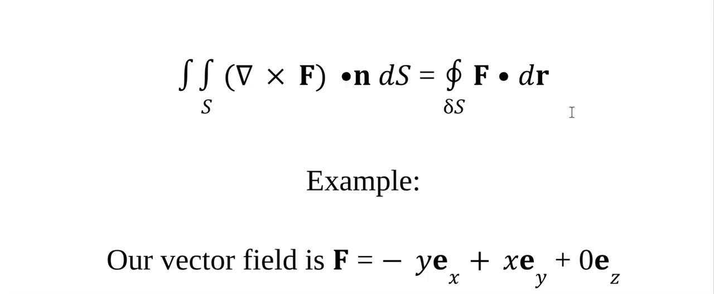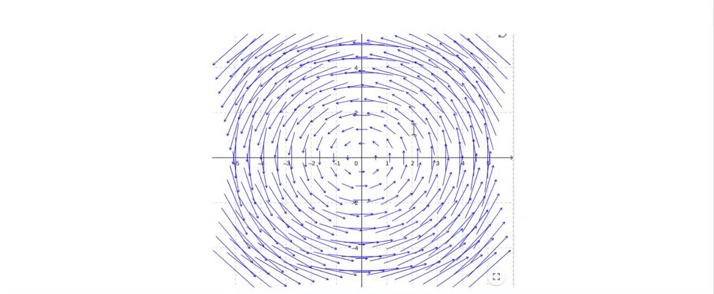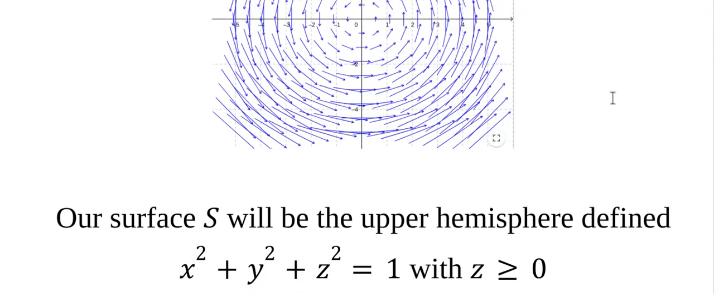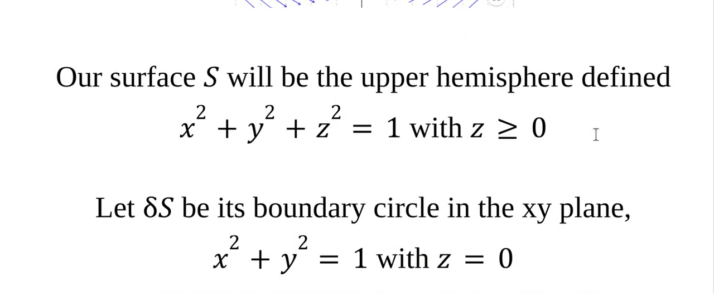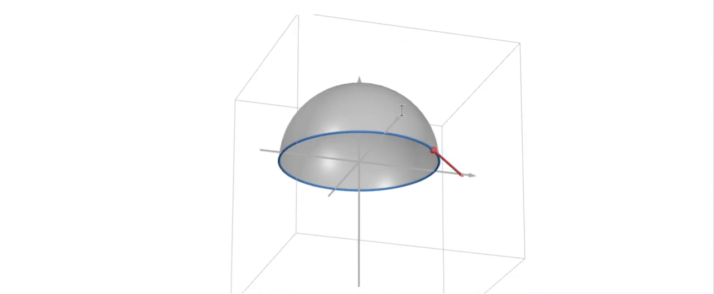So our vector field is just this, very simple, and it is a circular rotation about the origin. That's all it does. Now our surface S will be the upper hemisphere defined like this, where z is greater than or equal to 0. And the boundary ∂S will be a circle in the xy plane. So it's going to look like this. Here's our upper hemisphere, this is our manifold, and here's our circle.